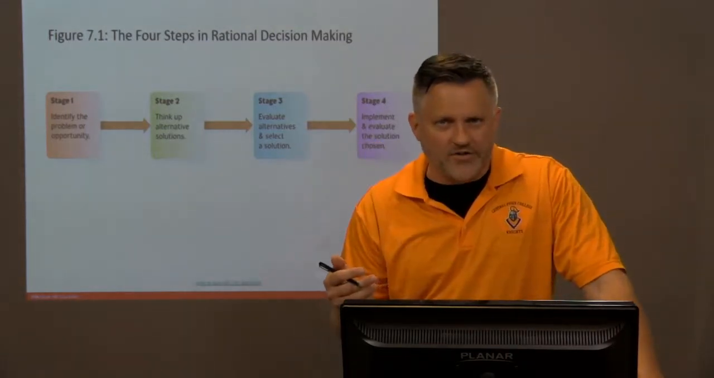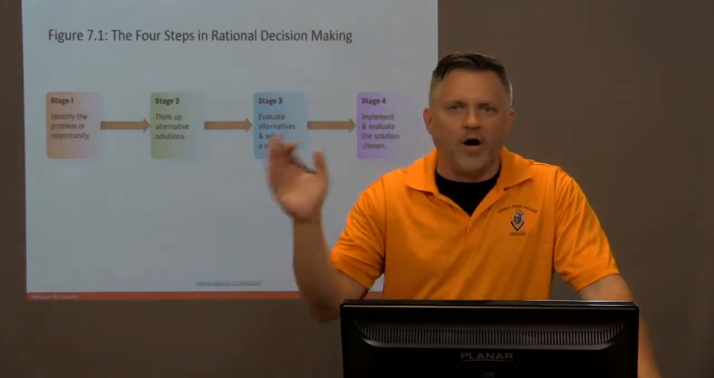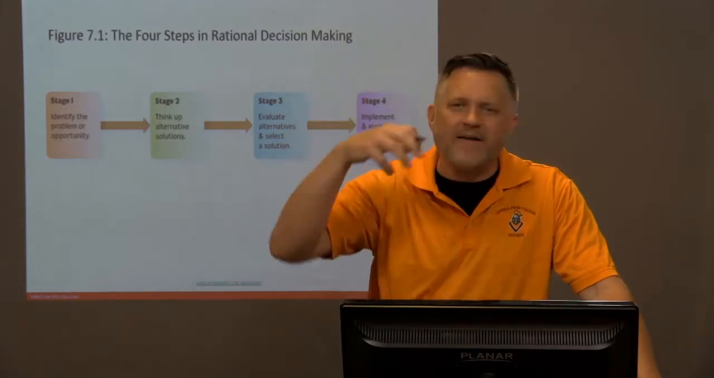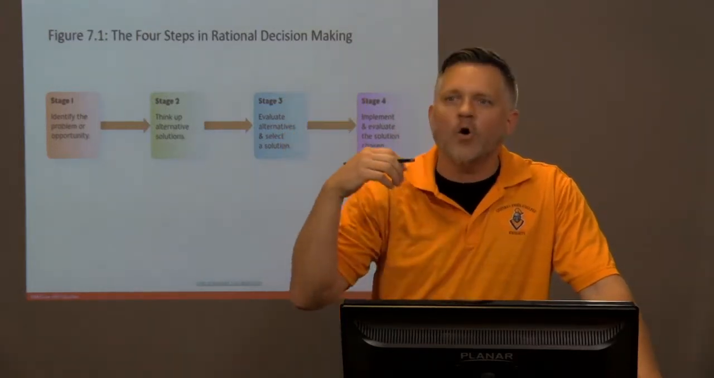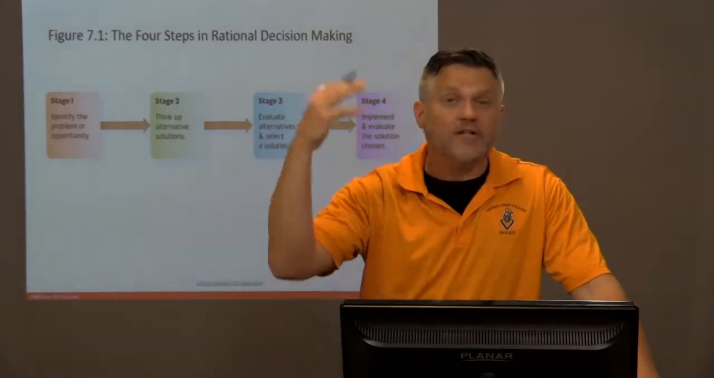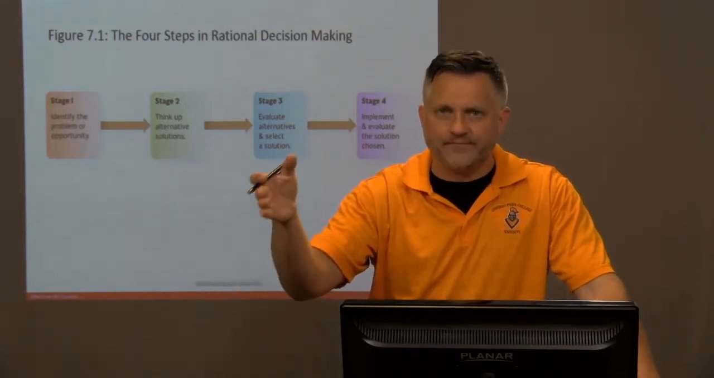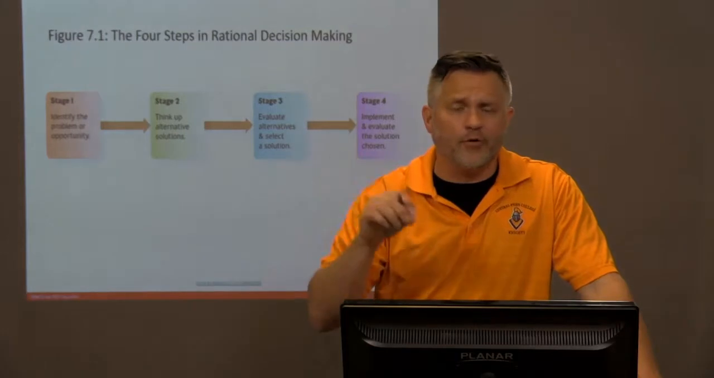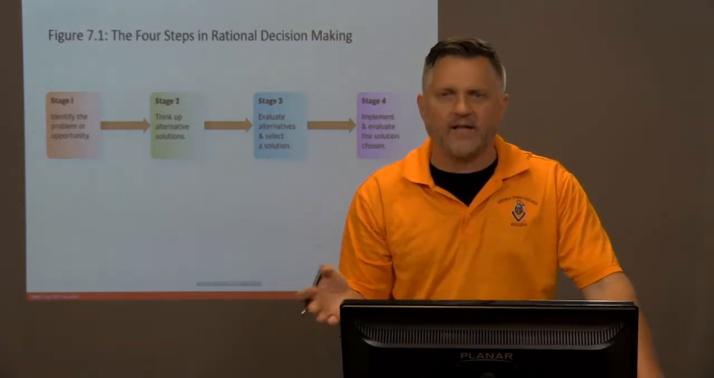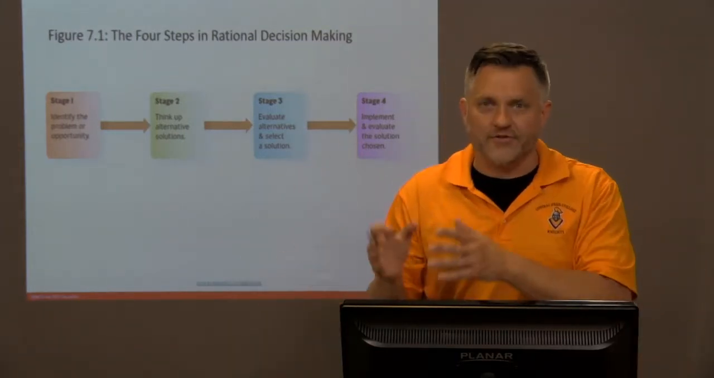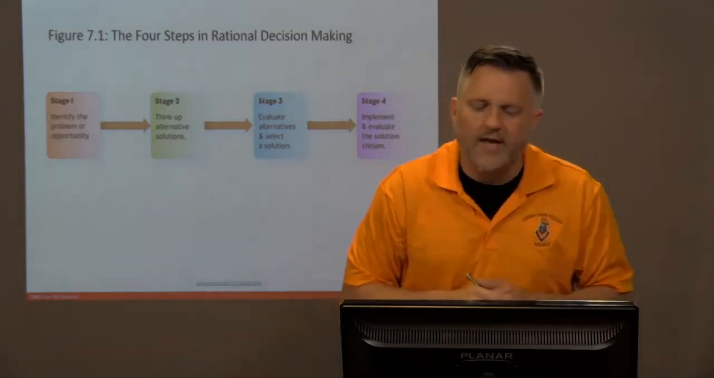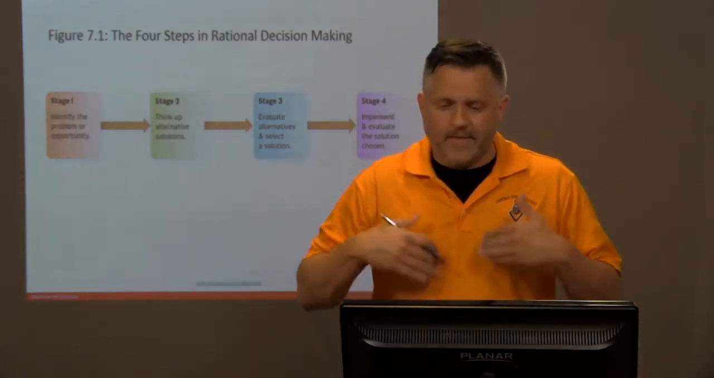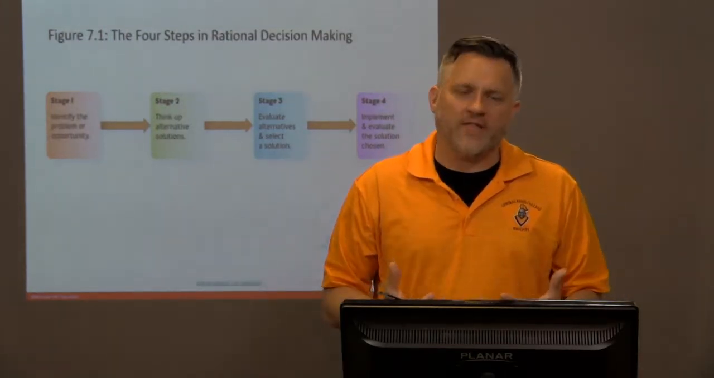Then I need to evaluate each of those alternatives. So if I have 100 alternative solutions, I have to evaluate each one and say, what are the results? Predict, look into the future. What are the results of these alternatives, and what will they yield for me or the company? And then I need to select one of those alternatives, one of those solutions. After I do that, I implement and evaluate that chosen solution.